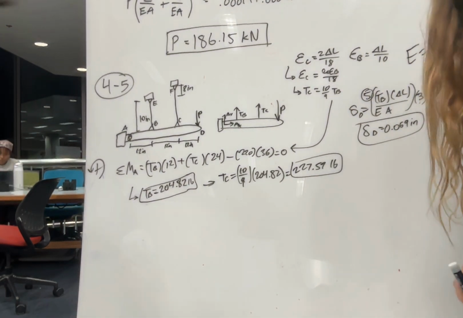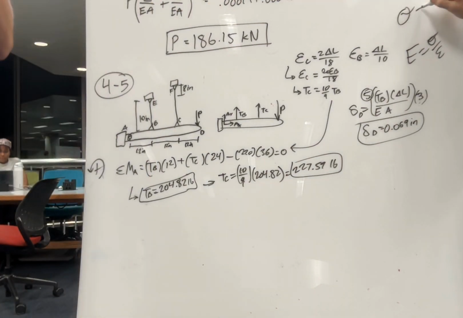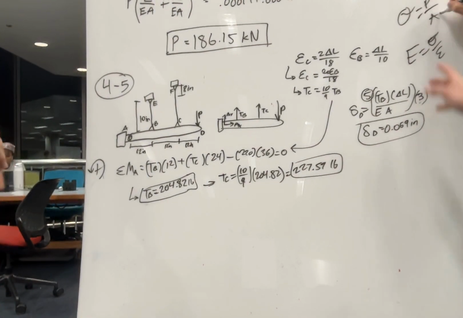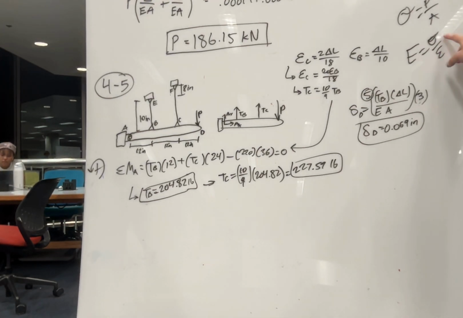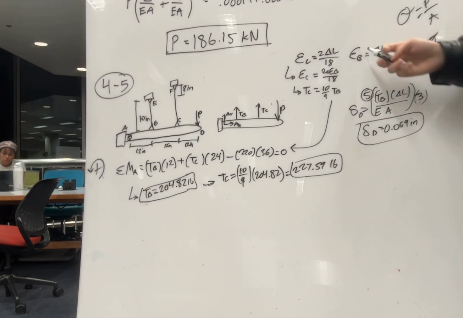We're good. And then you can do sigma equals P over A to relate force and stress. So technically, if E goes up or if strain goes up, this will go up. This goes up, force goes up. So you can kind of just equate them like that. And then you don't have to do this.